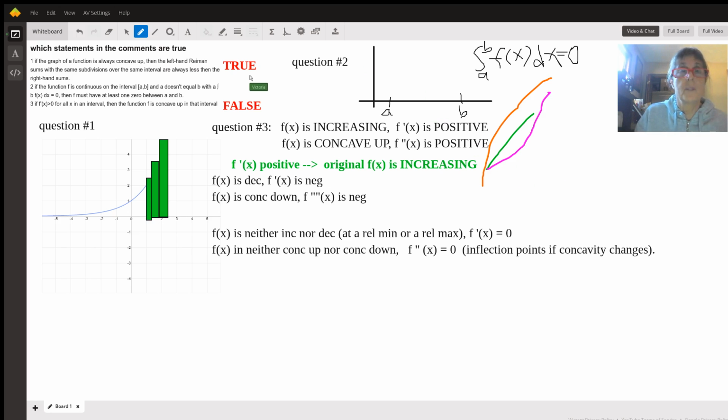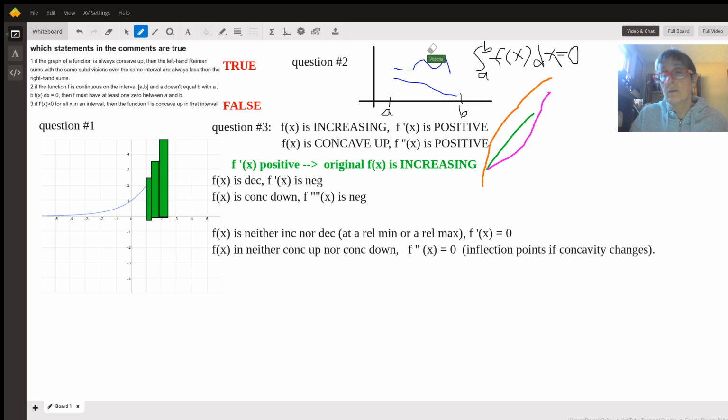Okay, so I can draw all kinds of functions in here. I can have a straight line. I can have something that bumps up and down. I can have something that goes straight down. So how do we know, how do we make this be true?